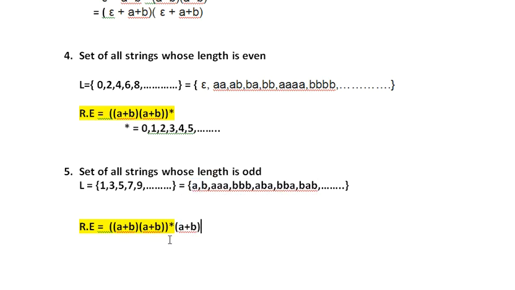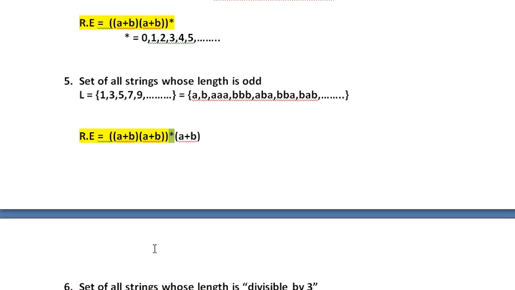Clear? If I keep asterisk equals to 1, then it will be A plus B into A plus B into A plus B, that means length equals to 3. So this will be nothing but this. If I keep asterisk equals to 2, then it will be length equals to 4, product with one more, then it will be length equals to 5. Similarly, asterisk equals to 3, then length equals to 6, product with 1, then length equals to 7. So in this way it will keep on expanding.